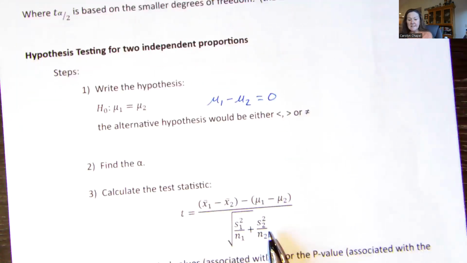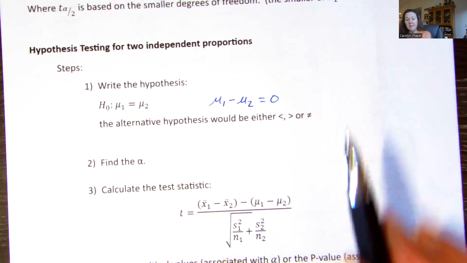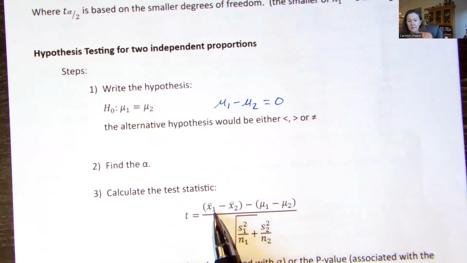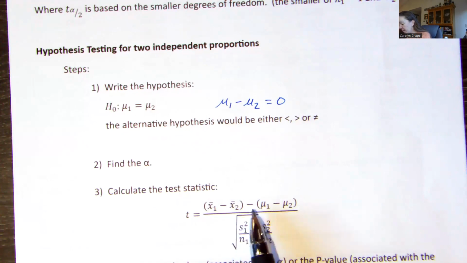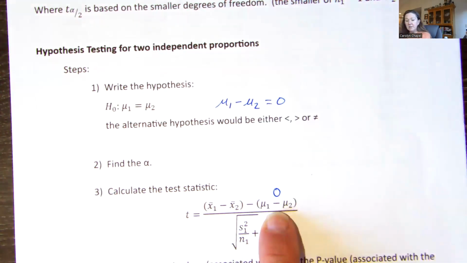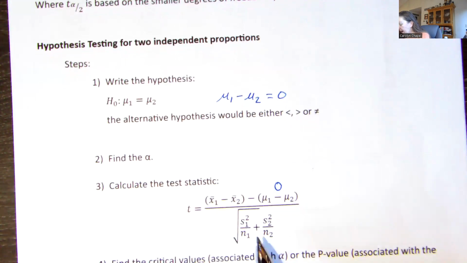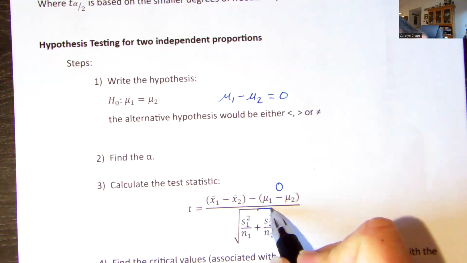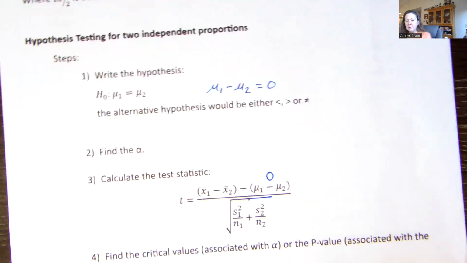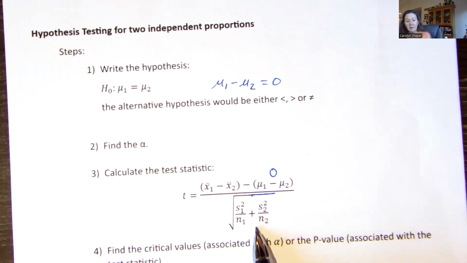Our test statistic is very similar to what we have in that confidence interval. You'll see x bar 1 minus x bar 2 minus mu1 minus mu2, and that for our hypotheses is 0. So we actually do have a 0 in here. Again, the variance of the first sample divided by the sample size, the variance of the second sample divided by the sample size, that all should be underneath that square root symbol. So that's our step 3.